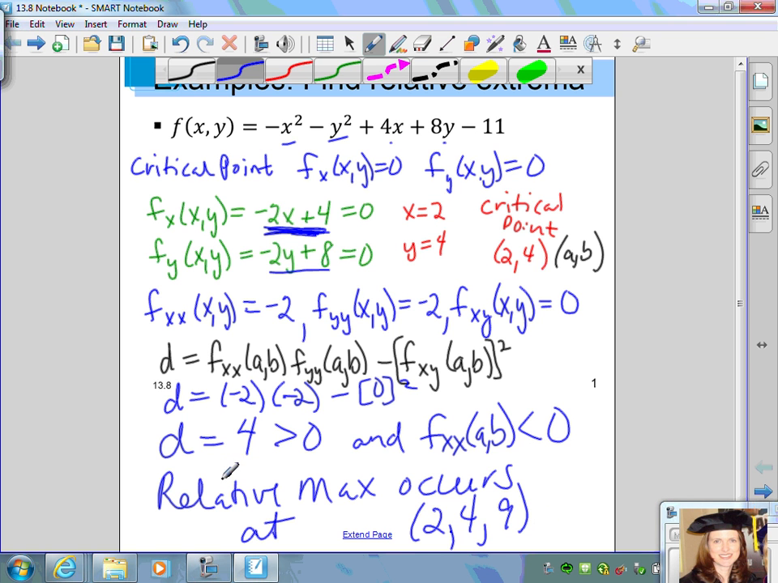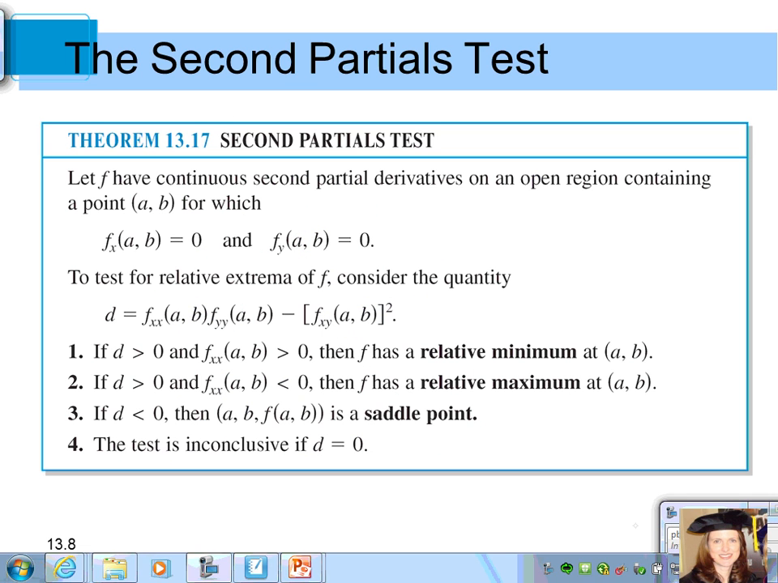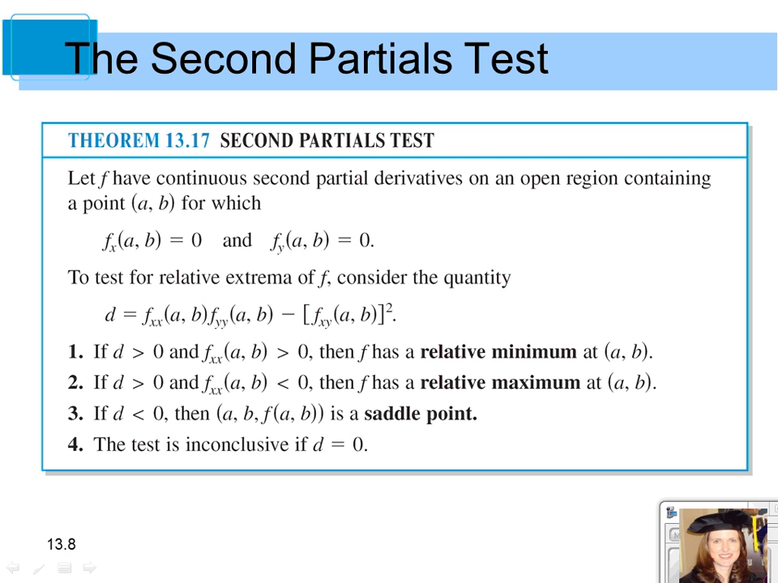Again, when D is greater than 0 and the second partial with respect to x is less than 0, think of this as being concave down. Second derivative is negative, concave down, then you have a relative max. And again, this is the second partials test, Theorem 13.7, which is on your formula sheet. Again, we found the critical points, we evaluated D, we found that D was greater than 0 and f_xx was less than 0, so that satisfies the requirement that we have a relative maximum.